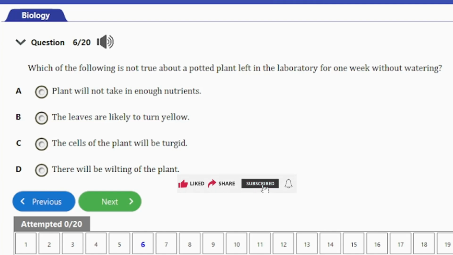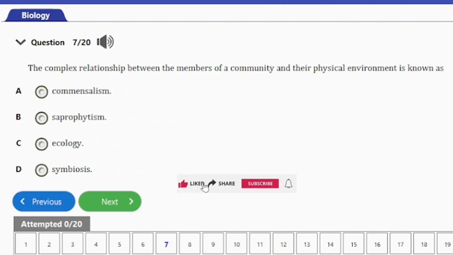So the plants will actually just wilt and probably die from there. So guys, the answer to this question is option C. So let's consider the next question.